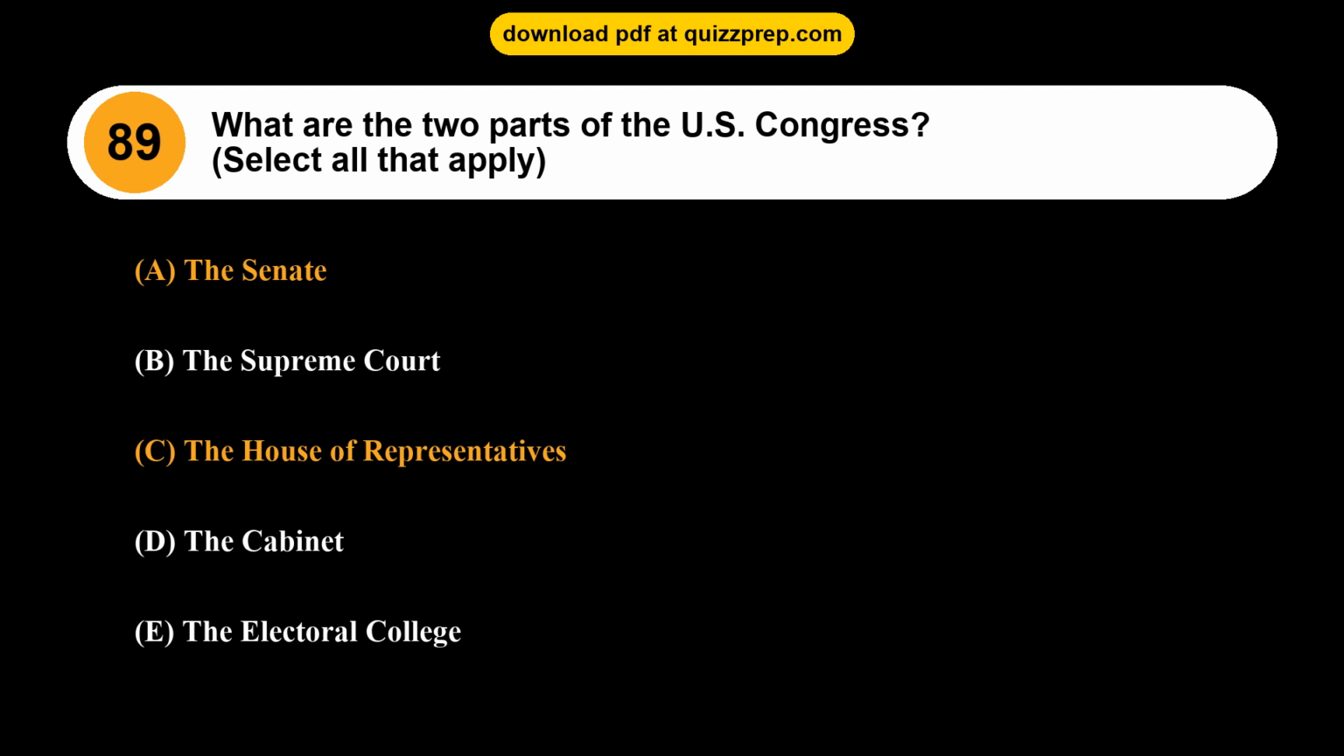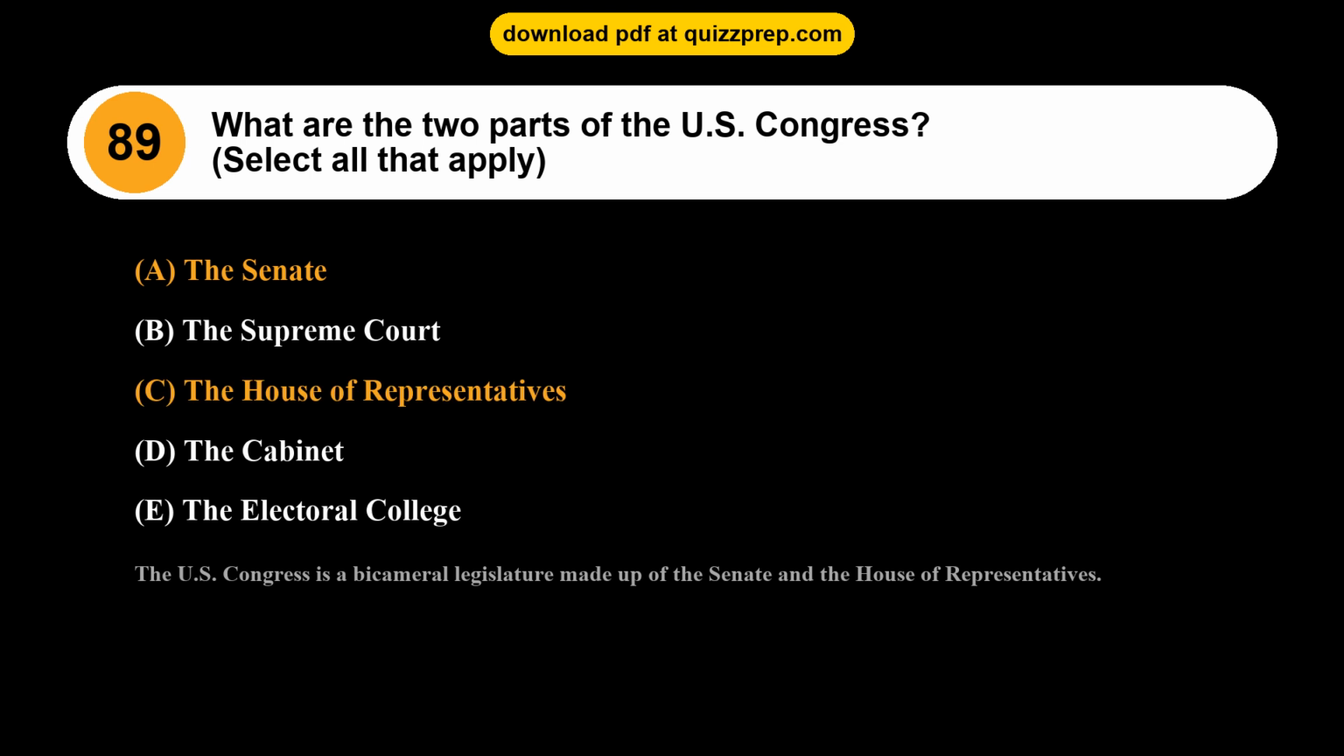The correct answers are options A and C, the Senate and the House of Representatives. The U.S. Congress is a bicameral legislature made up of the Senate and the House of Representatives.